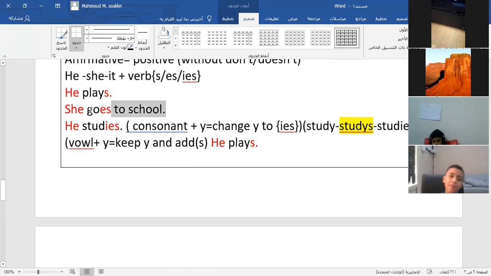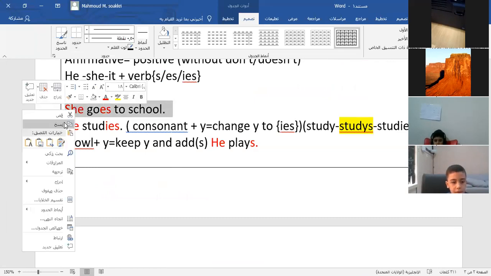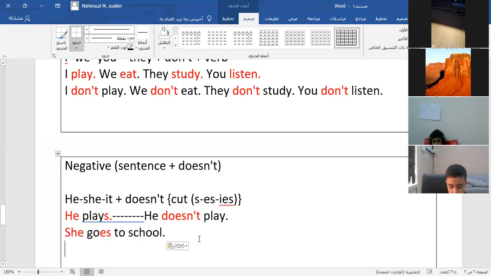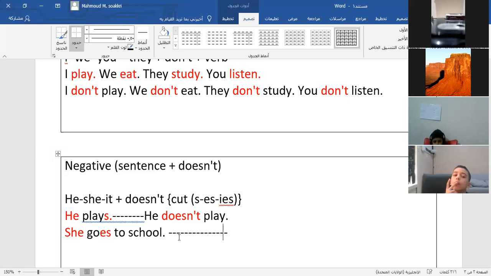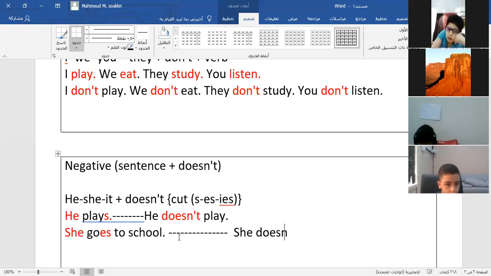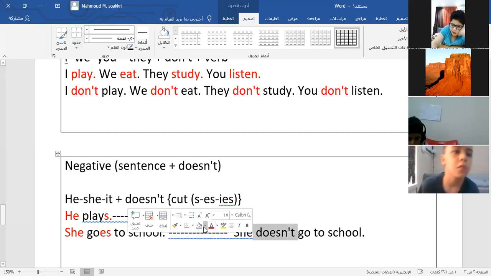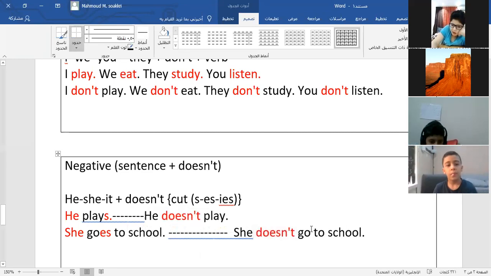Let's take another example. She goes to school. Let's make it negative. It becomes she doesn't go to school. Look at the verb here. We add doesn't, and the verb goes, we cut the final ES. It becomes go.